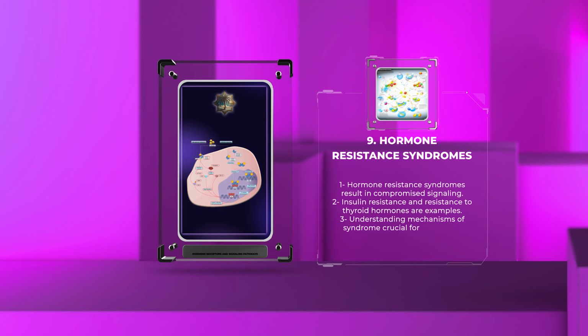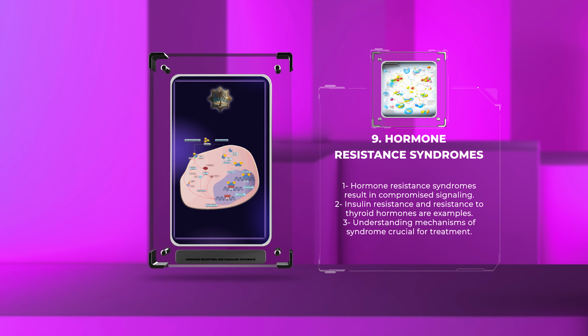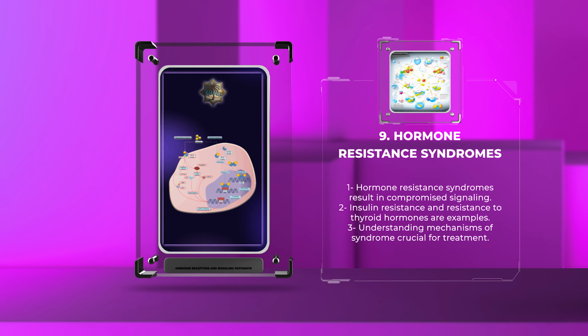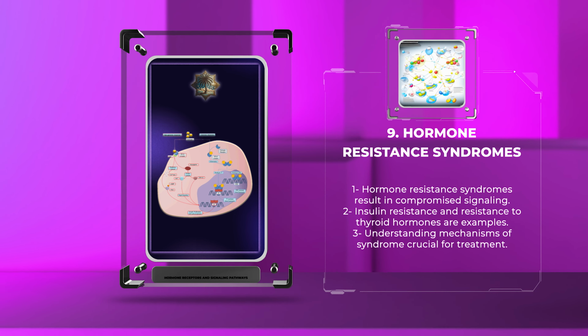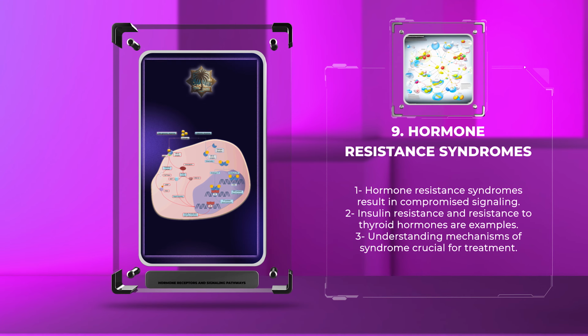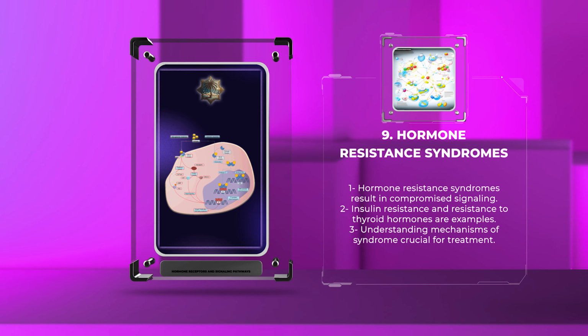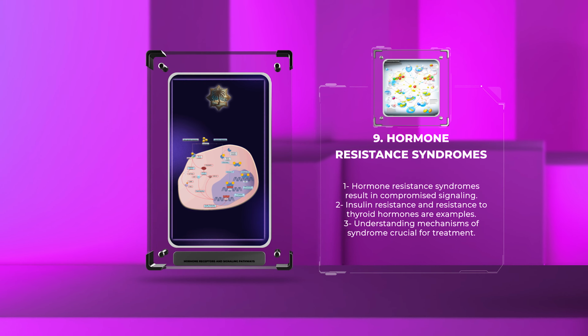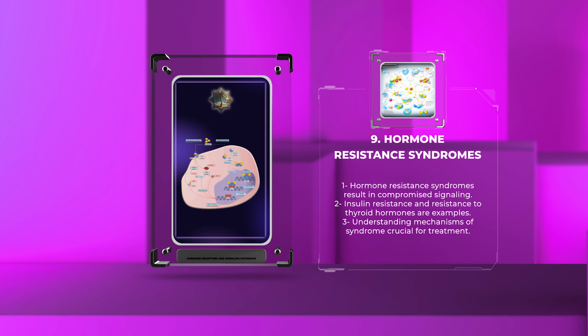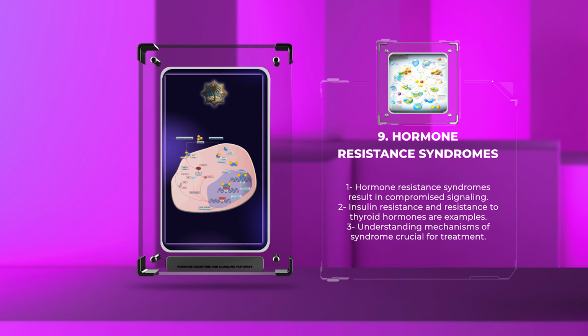Hormone resistance syndromes are conditions in which tissues become unresponsive to the actions of hormones, resulting in compromised signaling and clinical implications. An instance of such syndrome is insulin resistance, prevalent in type 2 diabetes, and resistance to thyroid hormones witnessed in rare genetic disorders. Comprehending the underlying mechanisms of these syndromes is crucial for enhancing treatment approaches and enhancing patient well-being.